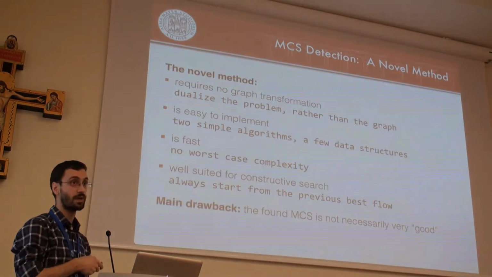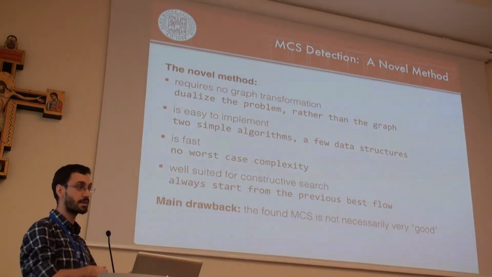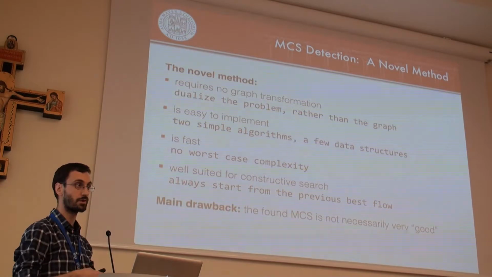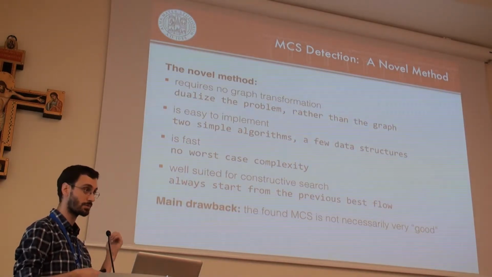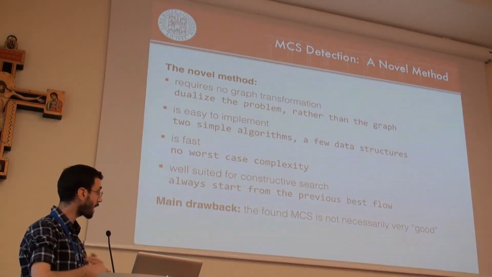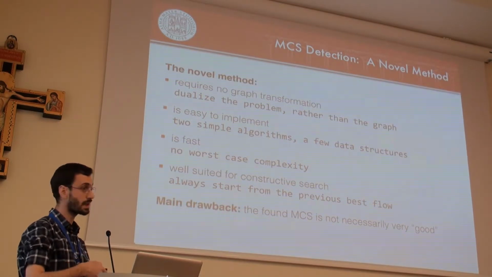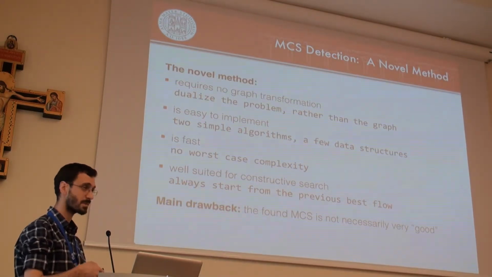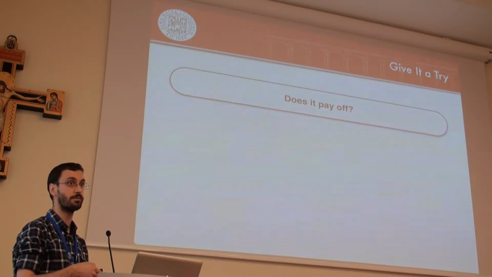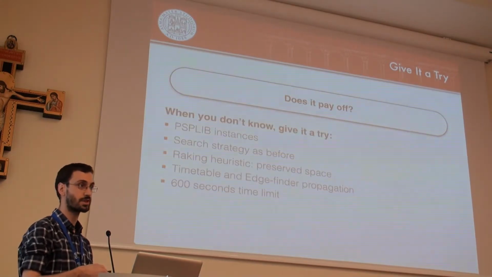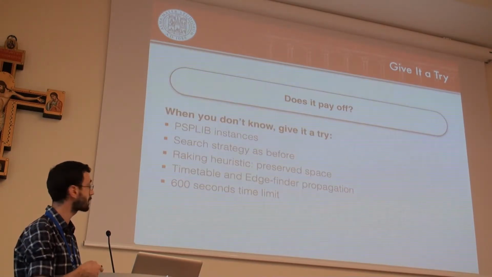The obvious main drawback is that since we are analyzing a much smaller number of minimal critical sets compared to the other approaches I showed you, then perhaps the critical set that we are going to select is not very good for branching. How do we know it? There is only one way. We do a big experimentation, and this is the second contribution of this paper.